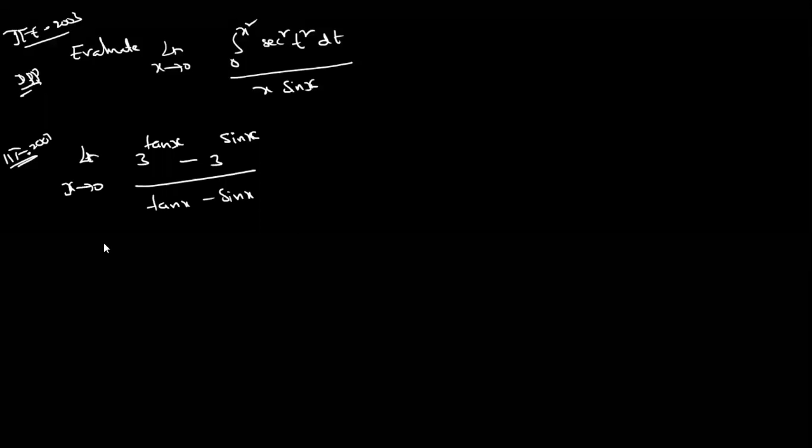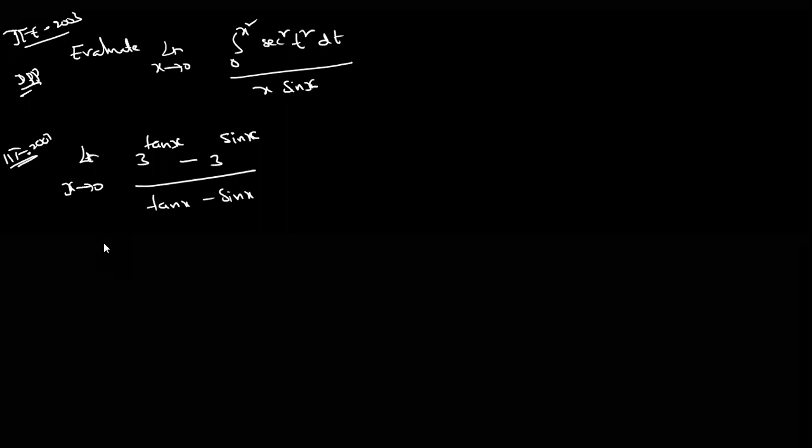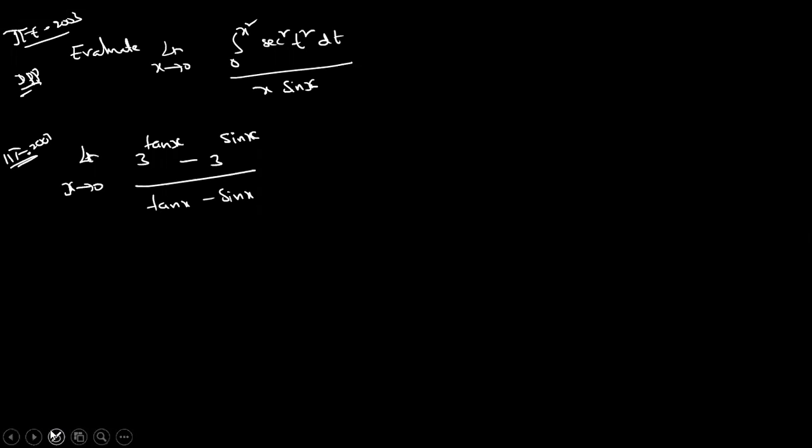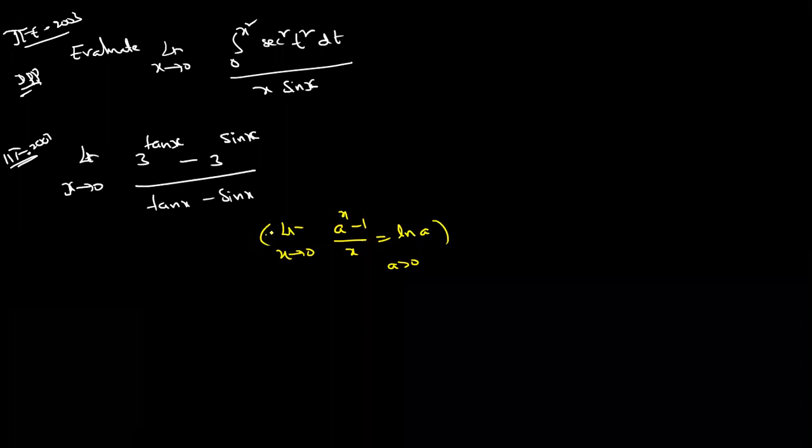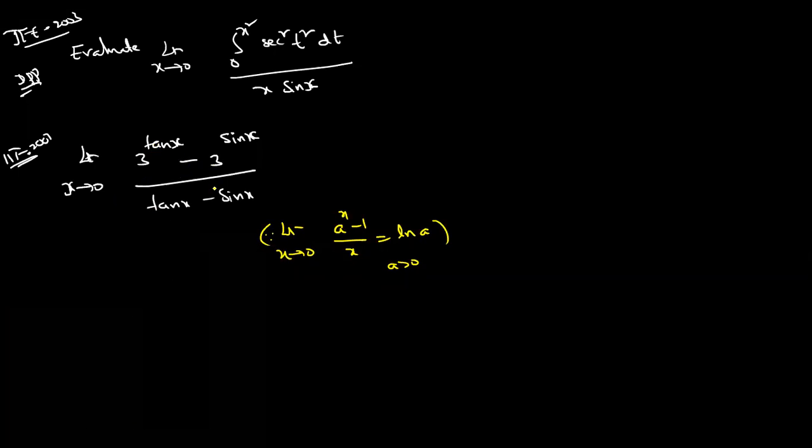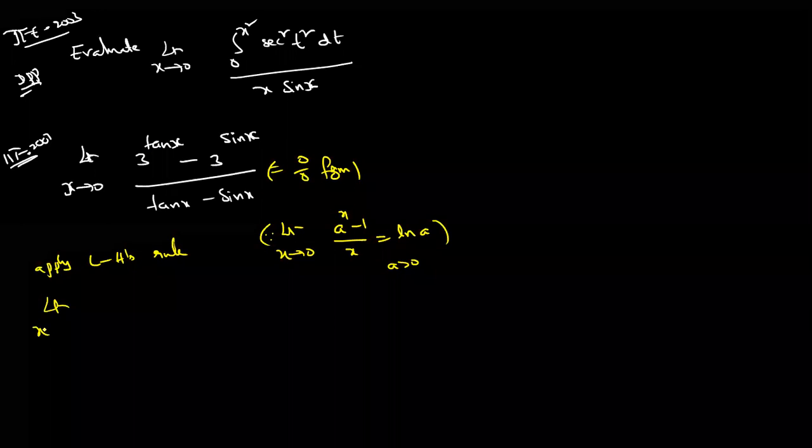See, I'm writing the formula first. What is the suitable formula? Limit x tends to 0, A power x minus 1 by x, is ln A. Of course, A should be greater than 0, no doubt. So here, put x is equal to 0. 0 by 0 form is coming. Then what to do here? Apply L'Hospital rule.